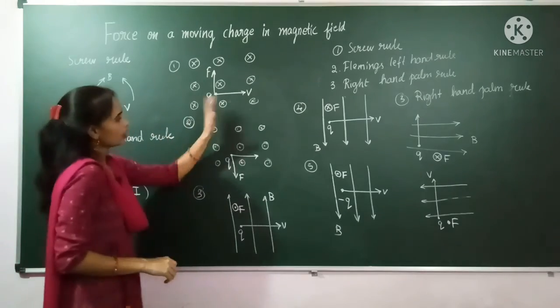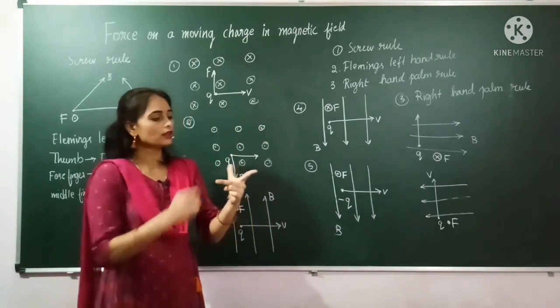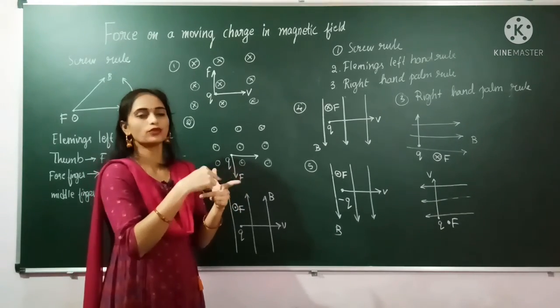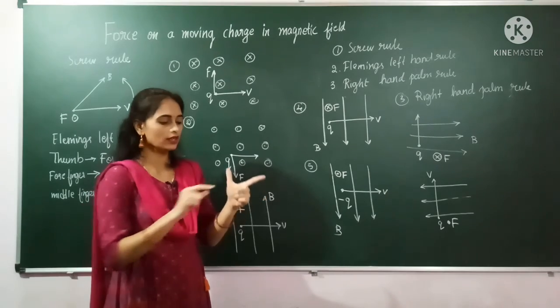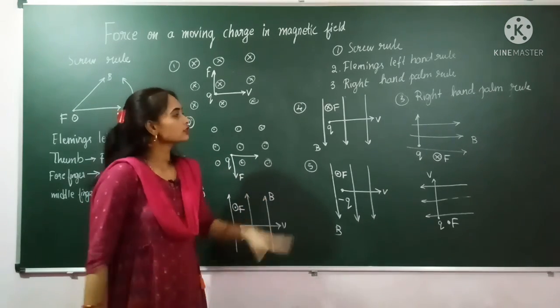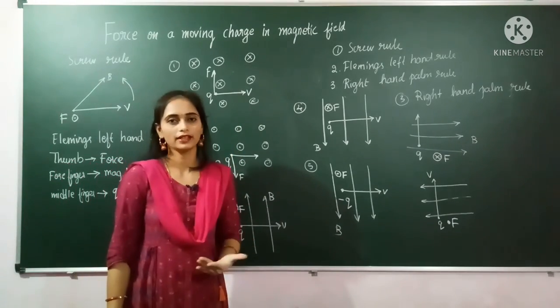And next, Fleming's left hand rule. In Fleming's left hand rule, you have to take your left hand. The thumb shows the direction of force, the forefinger shows the direction of magnetic field, and the middle finger shows the direction of the current. So this is all about how to determine the direction of the magnetic force.